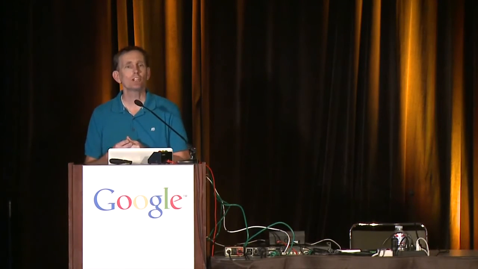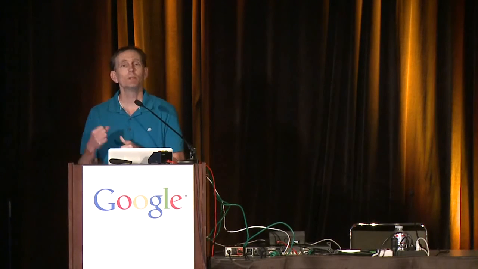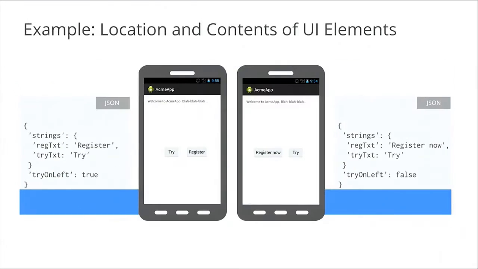So you use a Google Tag Manager container, and once you've initialized that container, you can get the current value of a particular key. As an example, and this is just a simple example, we have here on the left a configuration where we're setting, using JSON, 3 values: the text for the register button, the text for the try button, and also whether the try button is on the left or the right. And we can see as it's configured on the left, we have a try button on the left and it says register on the right. If we change that configuration, it changes the values of those buttons and also the order of those buttons.